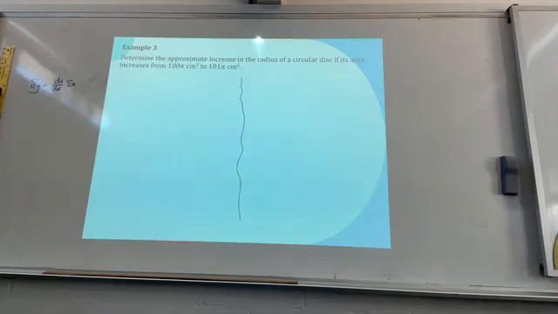Now, read the question carefully. We talk about the area increasing from 100π cm² to 101π cm². So do we want dA/dr or dr/dA? dA/dr. What do we know? We know the change in area, and we want to look at the change in radius. Look at dr/dA.